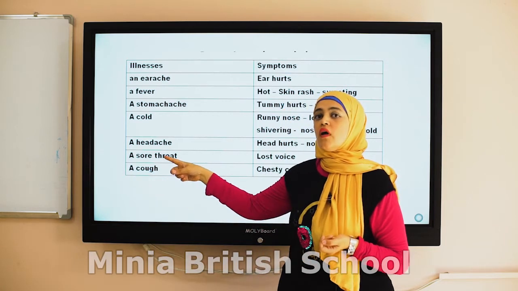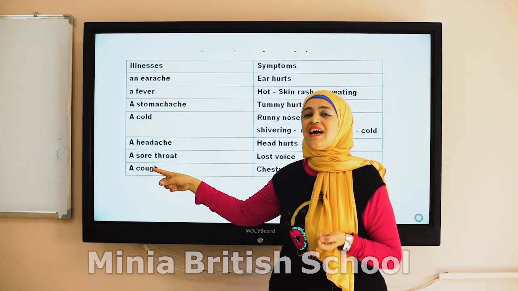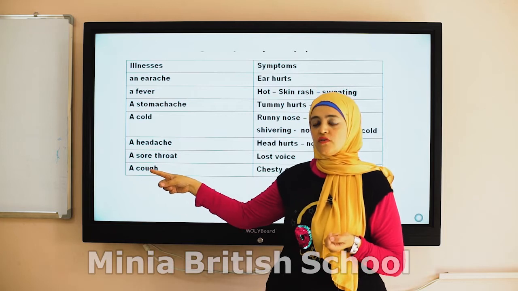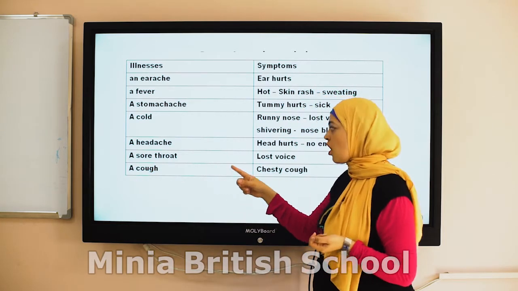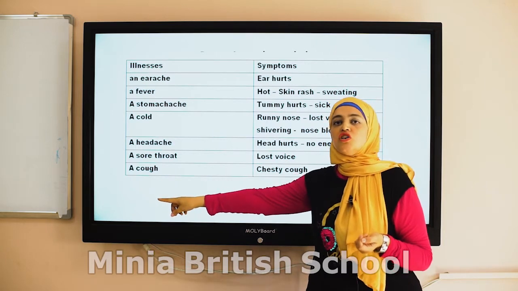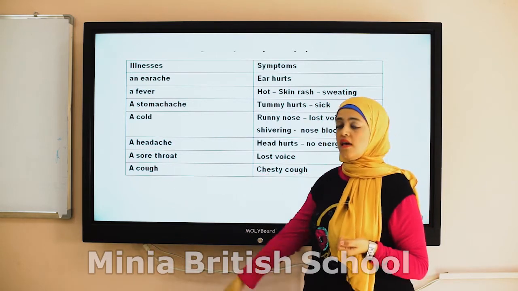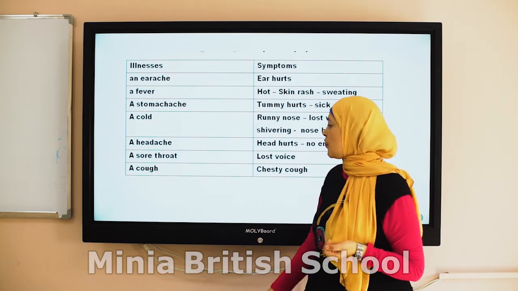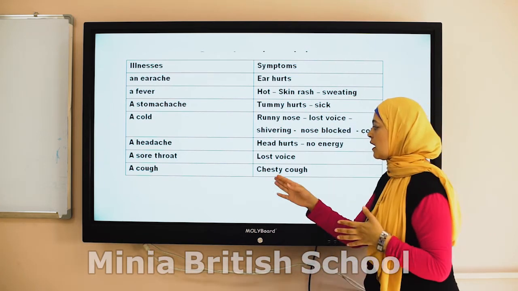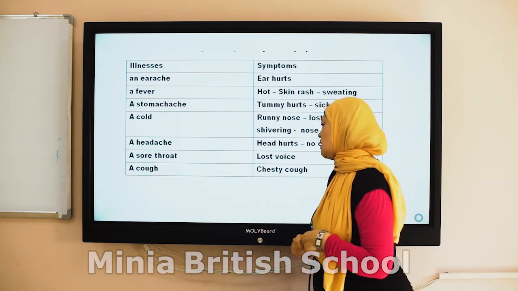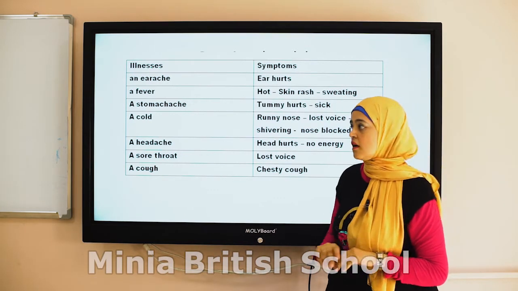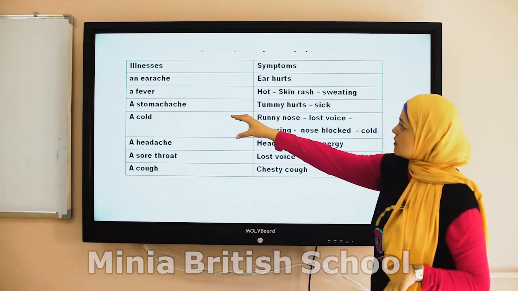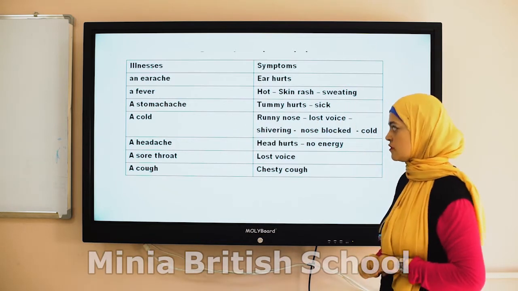What's wrong with her? What has she got? She has got a cough. And I will say she has just a cough. Those are the answers and the symptoms.